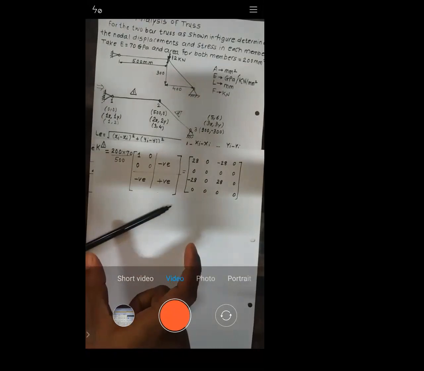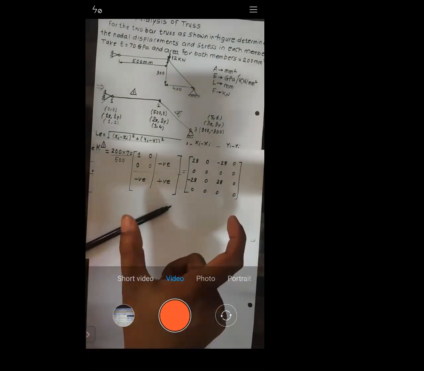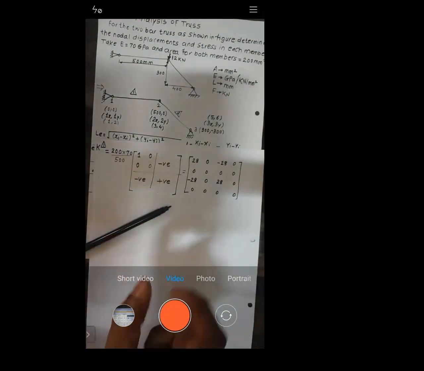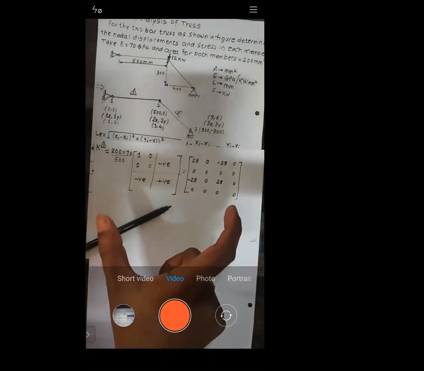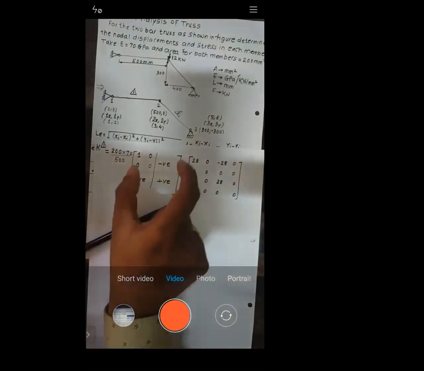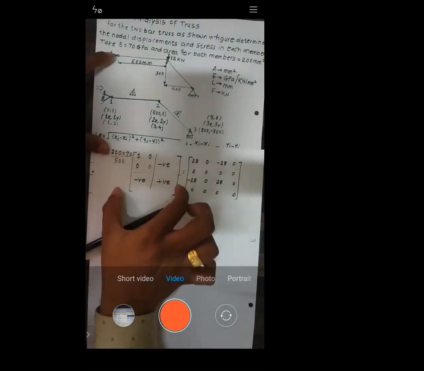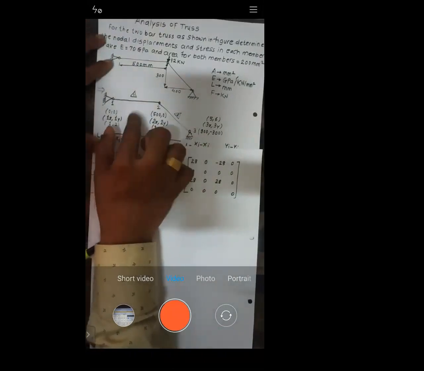What you're told is correct, but that is for the global matrix. That is the size of the global matrix for the entire problem. I'm talking about the size of the element matrix, because this matrix we are writing for the element. So we should talk about the degrees of freedom of the respective element.